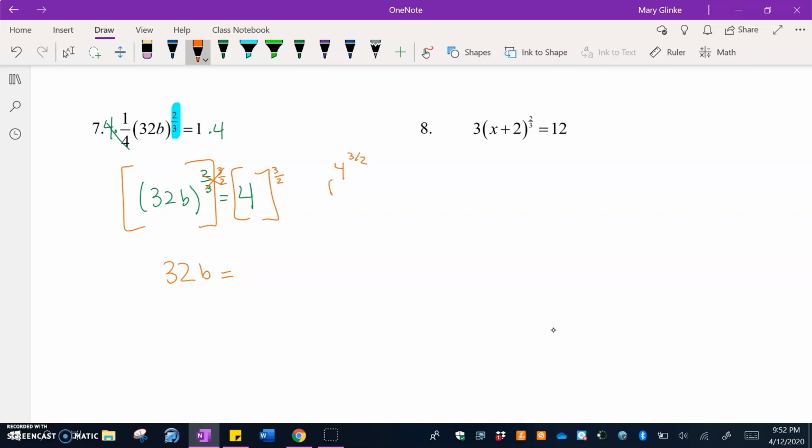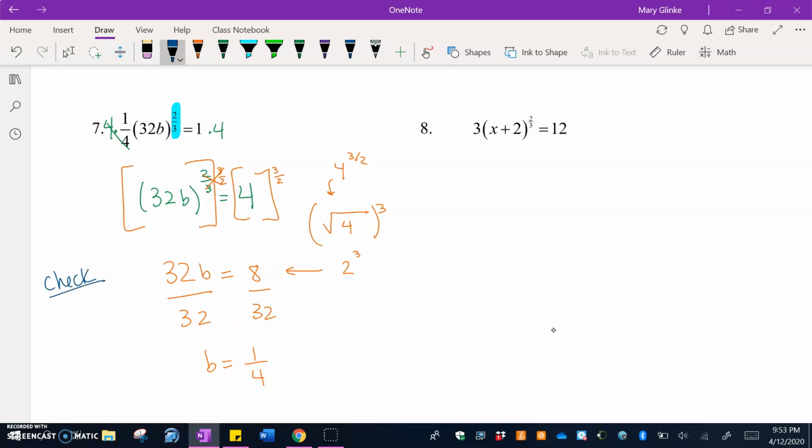So what we can do is write this in radical form. So 3/2 means it's actually the square root of 4 being raised to the 3rd power. And the square root of 4 is 2 being raised to the 3rd power, which means this actually equals 8, because that's what 2 to the 3rd power is. We're going to then solve our resulting equation and reduce our fraction to get b equals 1/4.